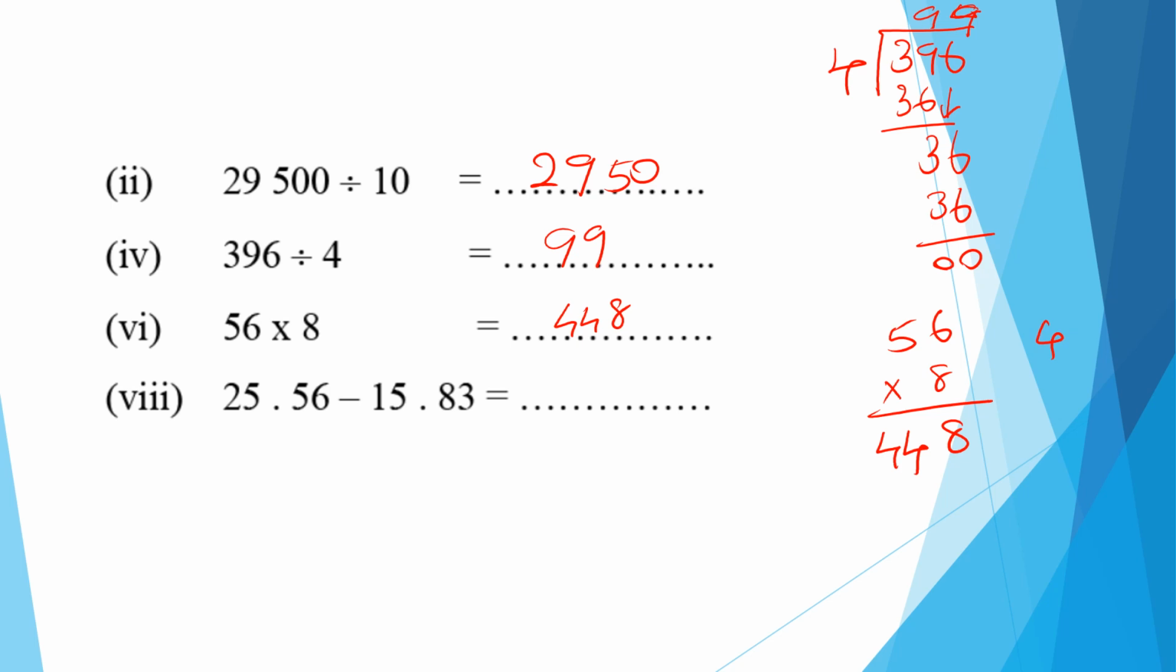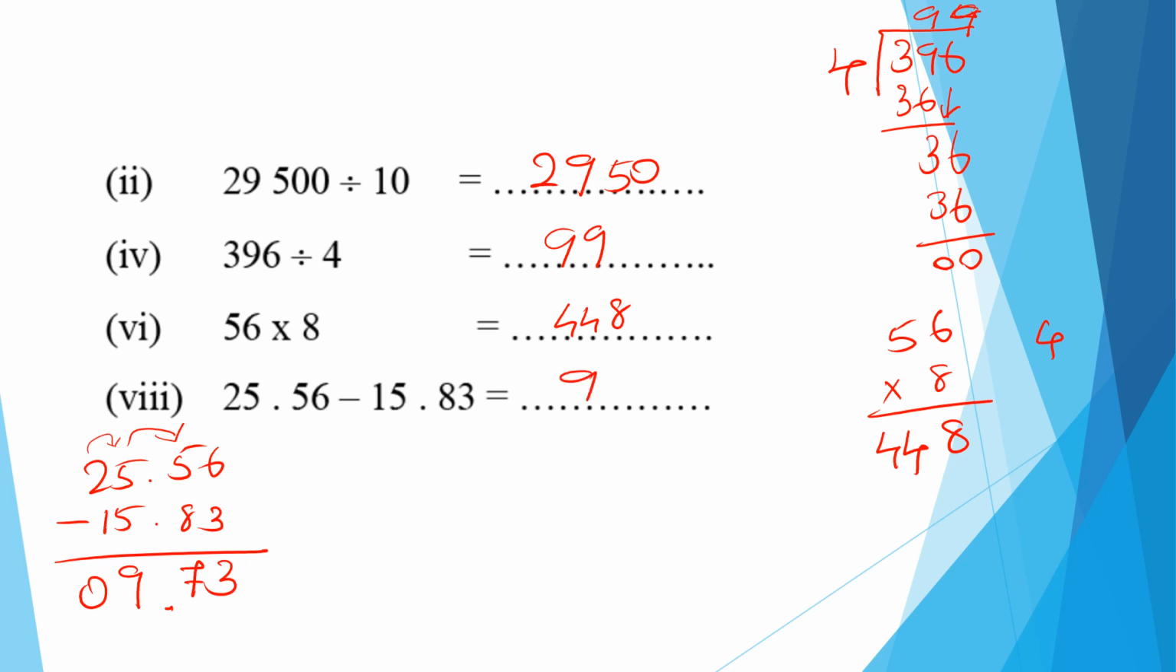So you have a decimal subtraction too. 25.56 minus 15.83. So you can subtract 3 from 6, and then it is 3. So 5 minus 8 is not possible. You take 1 from here. Then 15 minus 8 is 7, and here you have 4. Then 4 minus 5 is not possible, so you get 1 here. Then it is 14 minus 5, it is 9, and here there's 1. 1 minus 1 is 0, right? So you get 9.73 as the answer. I think you understand this.